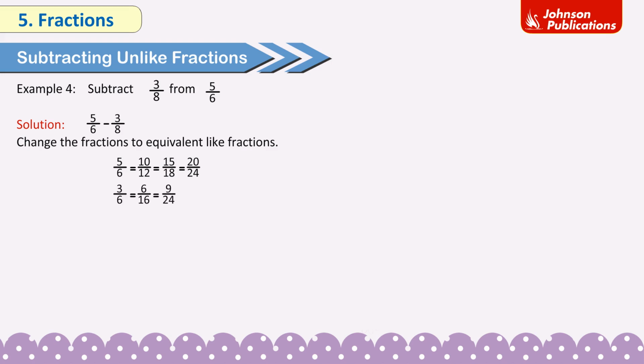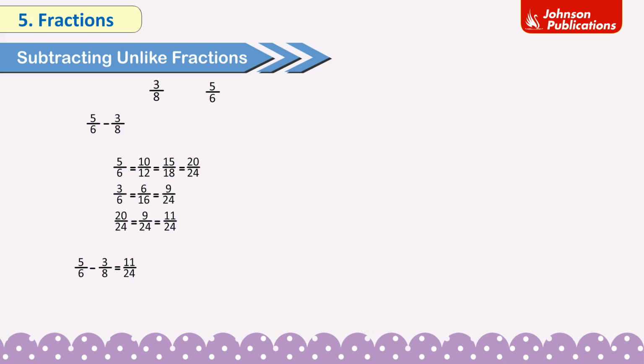3/8 is equal to 6/16, which is equal to 9/24. 20/24 minus 9/24 is equal to 11/24. Answer: 5/6 minus 3/8 is equal to 11/24.